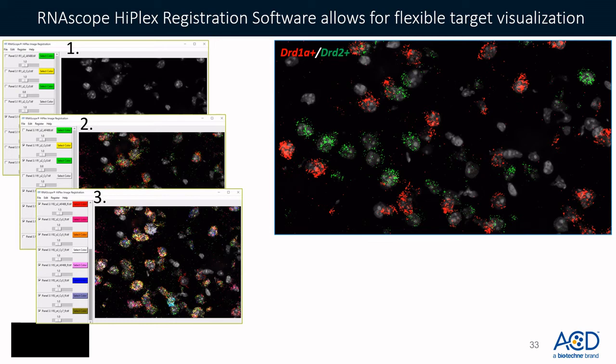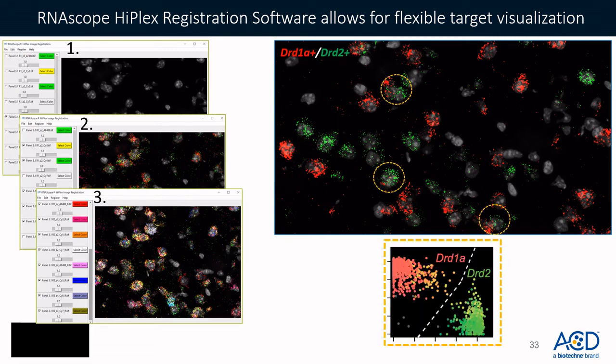with all the 12 targets. But using our registration software, I only selected for the genes of my interest and identified that novel population that expressed both the D1 and the D2 subtypes, really highlighting not just the use of our HiPlex 12 assay or the HiPlex kit, but also this image registration software in allowing you to resolve this complex heterogeneous tissue data.